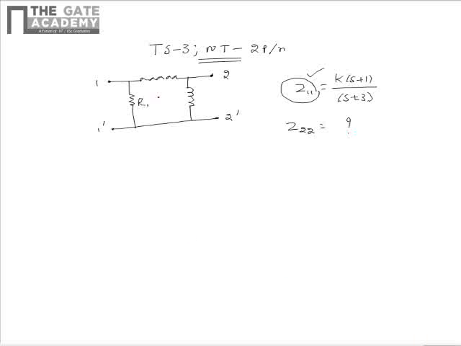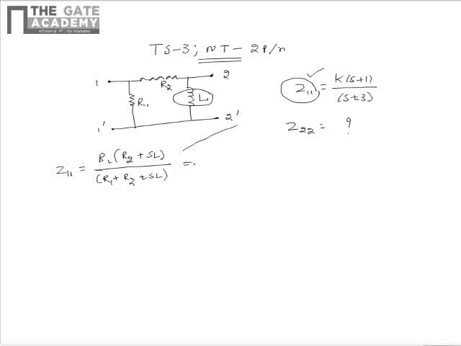Now let us mark these resistors as R1, R2 and L. So from this we see that Z11, that is the input impedance, can be written as R1 multiplied by (R2 plus SL), because this inductor will have an impedance of SL, further divided by R1 plus R2 plus SL.